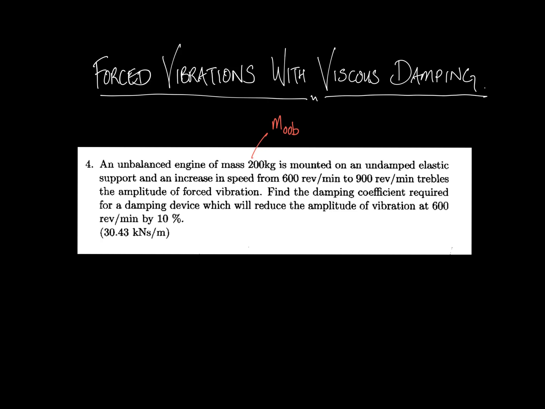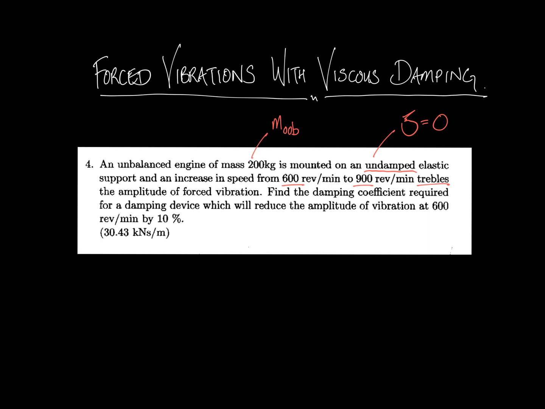What can we derive from this sentence? Right, undamped, meaning damping ratio zeta is equal to 0, and an increase in speed from 600 to 900 rpm will treble the amplitude of the forced vibration. We are asked to find the damping coefficient required for a damping device which will reduce the amplitude of vibration at 600 rpm by 10%.